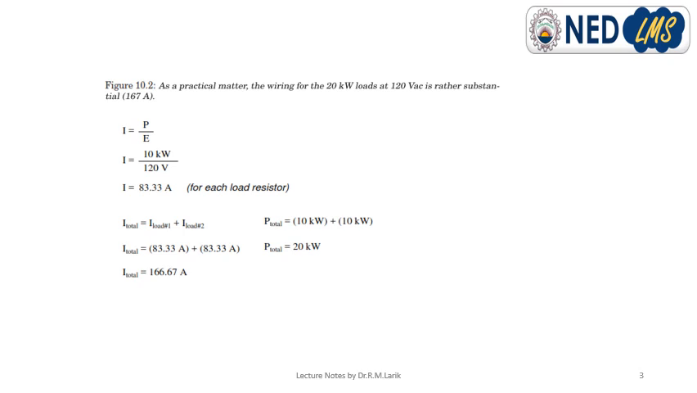And what is the total load current? You just apply Kirchhoff's current law at the particular node, and you find the current is the sum of these two load currents. So the total current is 166.67 amperes, and the total power utilized is the sum of the load powers, that is 10 kilowatts plus 10 kilowatts. So the total power utilized is 20 kilowatts in this case.